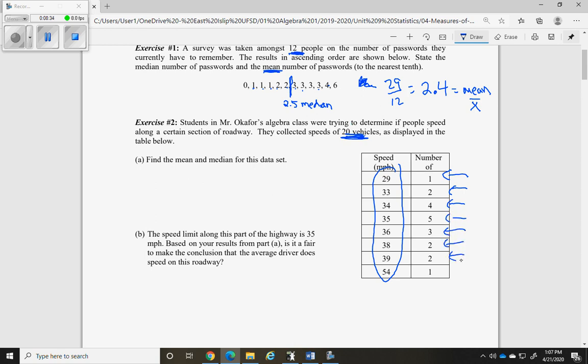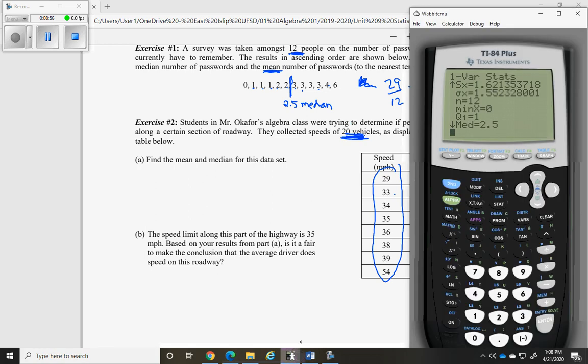So really, 29 happens once, but 33 happens twice. 34 happens 4 times, 35 5 times, and so on. So these numbers don't just happen once. These speeds don't occur one time. They occur multiple times, and the number of times they occur is in the second column. So if we're going to use our calculator for this, there are 2 ways that you can do it.